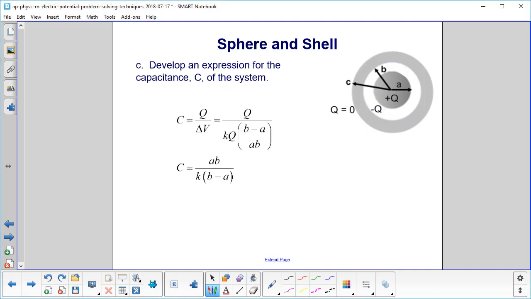Find the capacitance of this system, and that's going to be Q over the difference in potential between the sphere and the shell, this area here. We plug in the value of delta V from the previous slide, and we get capacitance is ab over k times b minus a.